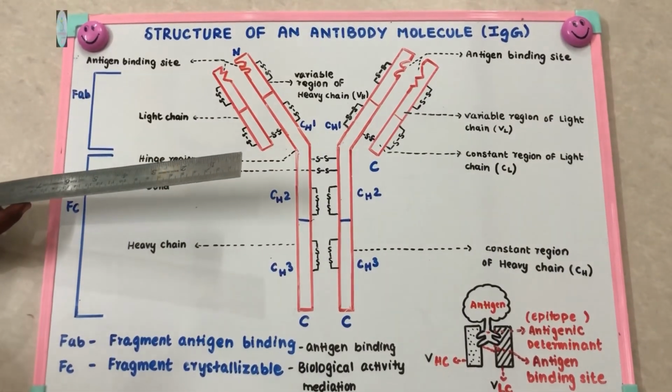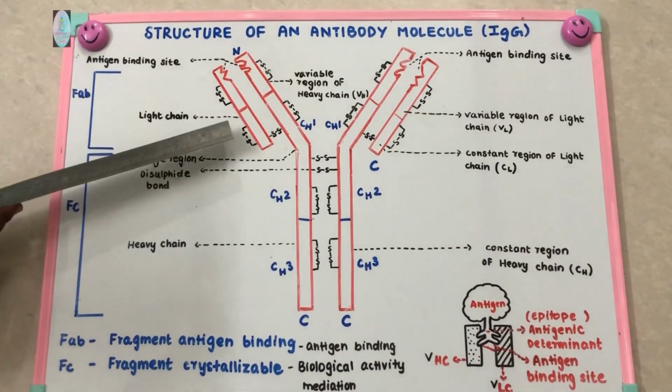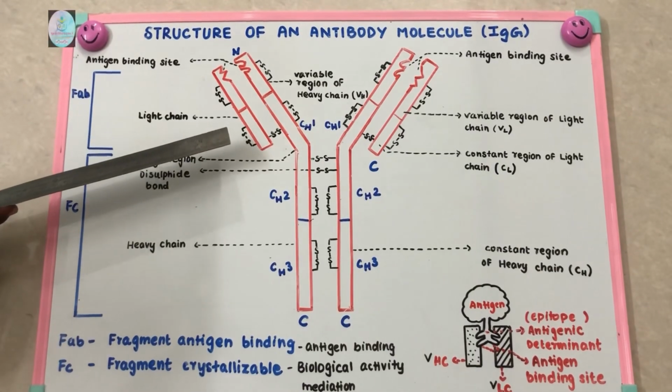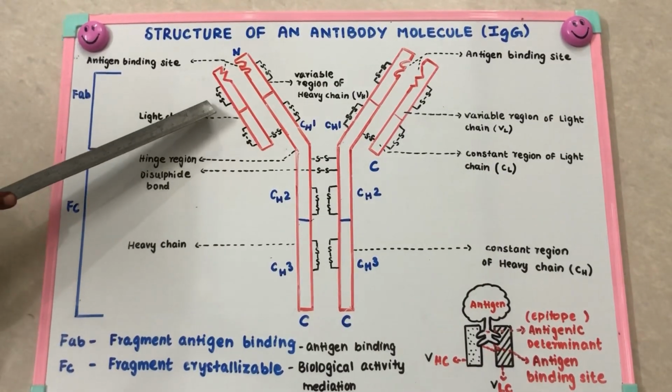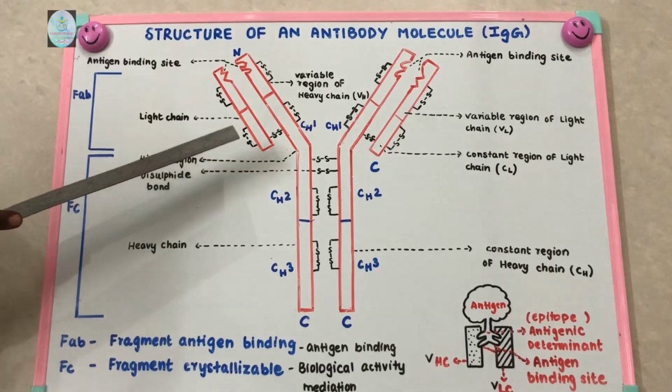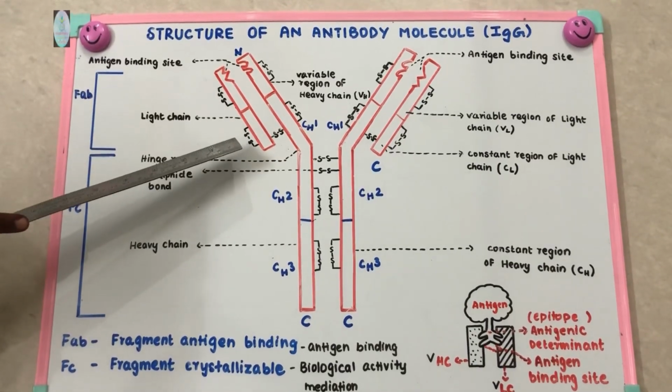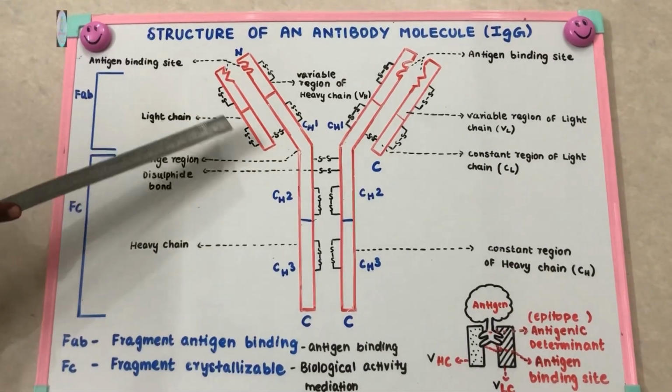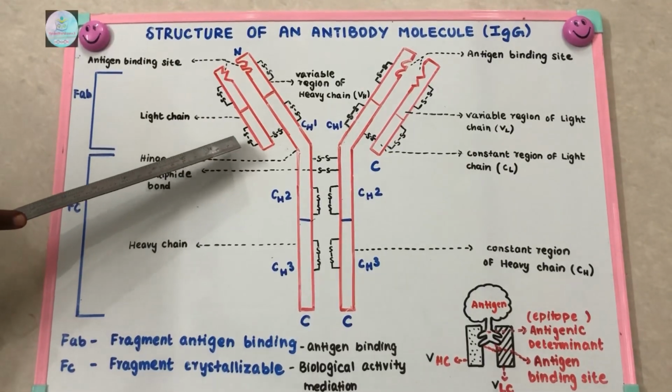And now we will discuss the light chain. The molecular weight of the light chain is about 25,000. It has 1 variable domain and 1 constant domain. In this, the domains are made up of 110 amino acids.